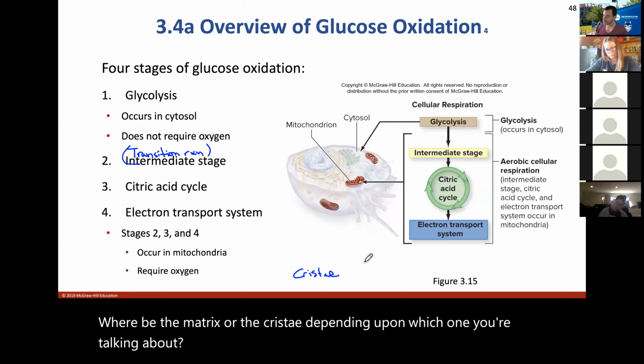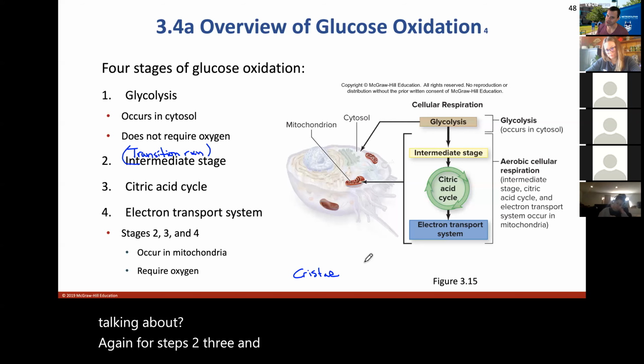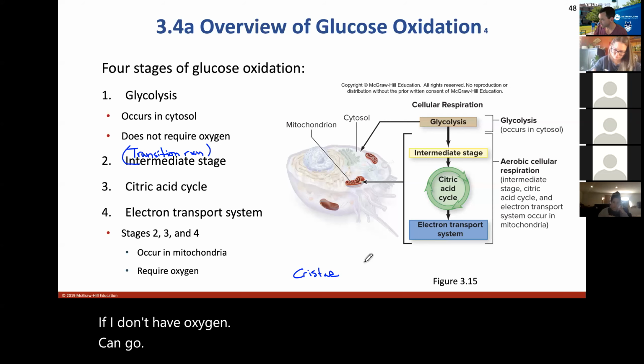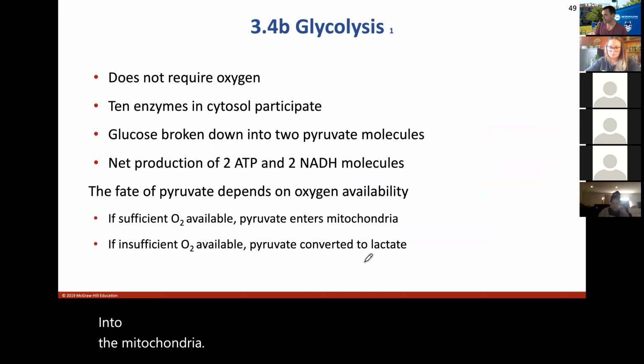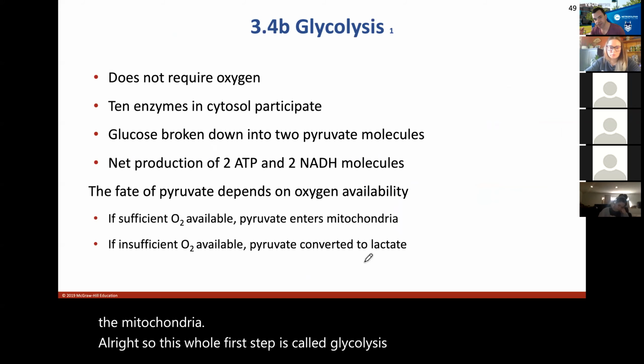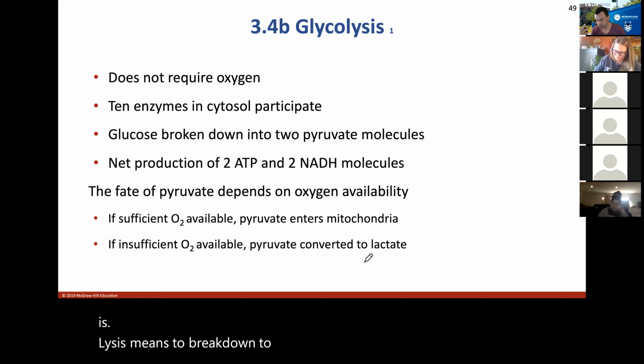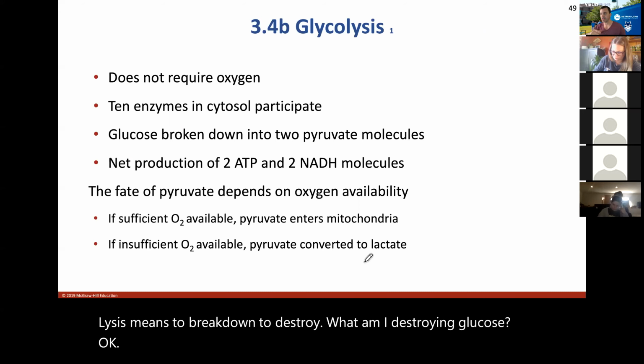Again, for steps 2, 3, and 4, I need oxygen. If I don't have oxygen, I can't go into the mitochondria. All right, so this whole first step is called glycolysis. Look at what the word is. Lysis means to break down, to destroy. What am I destroying? Glucose. So here with glycolysis, I am breaking down glucose.